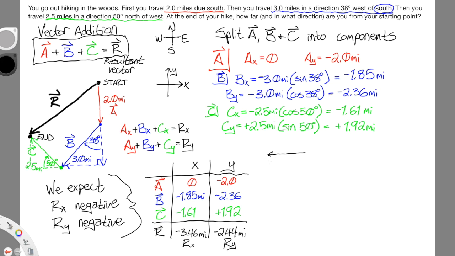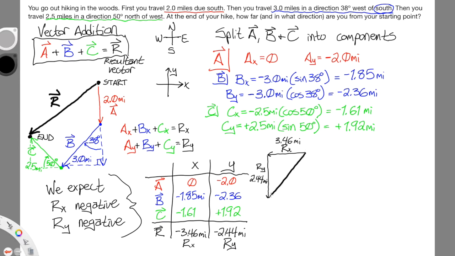So it can be helpful to draw out our vector. Here is Rx, and this side has a length of 3.46 miles. You'll notice I left the negative sign off here because I drew Rx to the left. So I've already accounted for the negative number by the direction that I drew it. And the same thing for Ry. It's negative 2.44 miles, but I'm just going to put 2.44 miles. And I've already accounted for the direction based on drawing the y component directed downward.